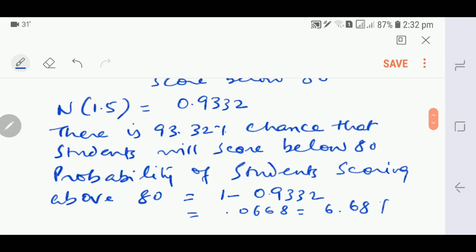Obviously, if there is a 93% chance that students will score below 80, then there is approximately 7% chance that they will score above 80. So that is how we can solve this type of question, which deals with a normal distribution. What you need to do is to find out the standard normal variate and then look up its N value from the table. That's it for now.